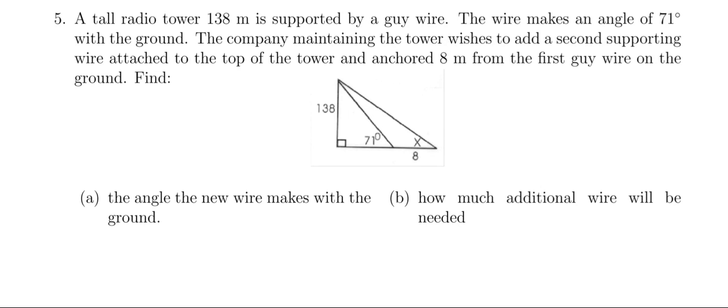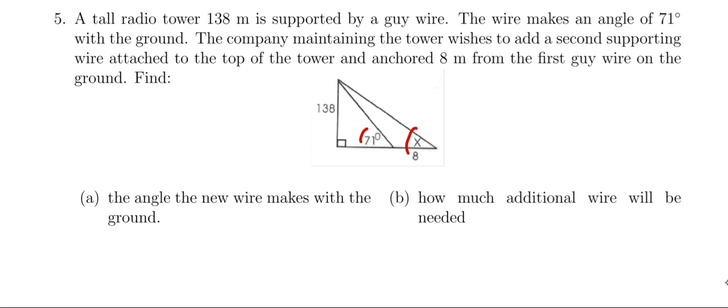All right, so this question says a tall radio tower, 138 meters tall, is supported by a guy wire. The wire makes an angle of 71 degrees with the ground. Okay, so that's that right there. The company maintaining the tower wishes to add a second supporting wire attached to the top of the tower and anchored 8 meters from the first guy wire. And so what we want to find is the angle that the new wire makes with the ground. So we're looking for that angle X that's there.